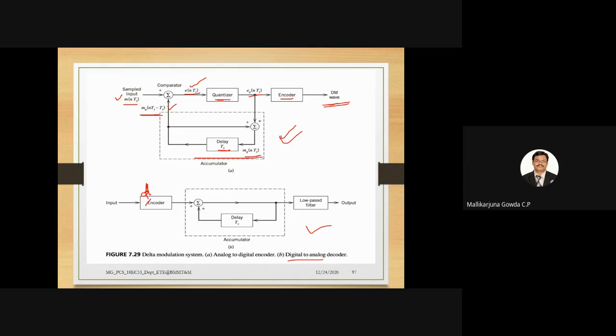So this DM wave will be given as input to the decoder. Then there will be an accumulator. One input to the accumulator is the DM modulated signal, that is, the decoded waveform. Another one is delayed by 1 bit duration. Then the output of that will be passed through a low pass filter to get back the original analog message signal. I will explain this in detail. Before that, I hope the delta modulation transmitter is clear.